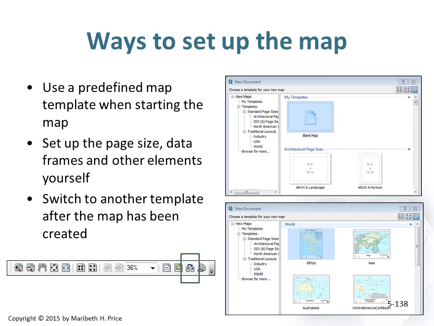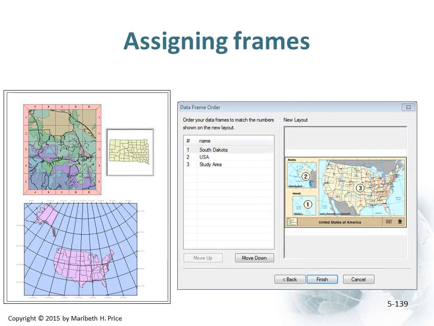You can use predetermined map templates. You can set up page sizes for things that you want. If you know you're going to make a map that's 40 inches tall and 60 inches wide, just go ahead and make a 40 by 60 map document and put everything in there, and it will be the size it looks. You can switch to other templates after things have been created, but oftentimes it makes things not fit the best. You can assign frames.